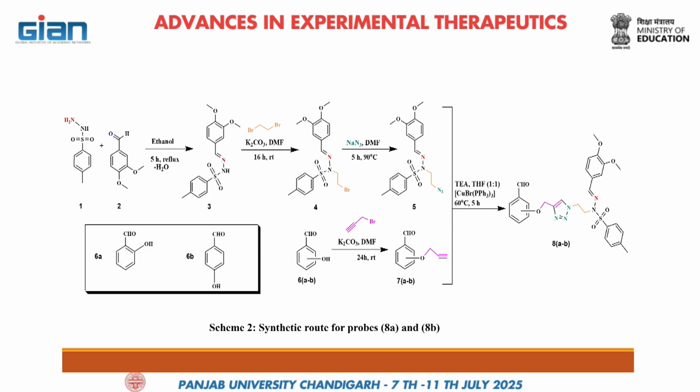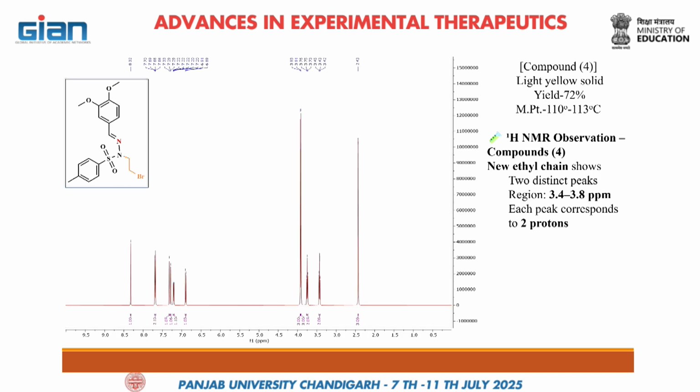The azide derivative so produced was allowed to react with the ortho and para alkyne derivatives in the presence of a copper catalyst and t-BuOH and THF in 1:1 ratio, refluxing the solution at 60 degrees Celsius for 5 hours, resulting in formation of compounds 8A and 8B. All the synthesized compounds were characterized by 1H, C13, mass and crystallographic methods.